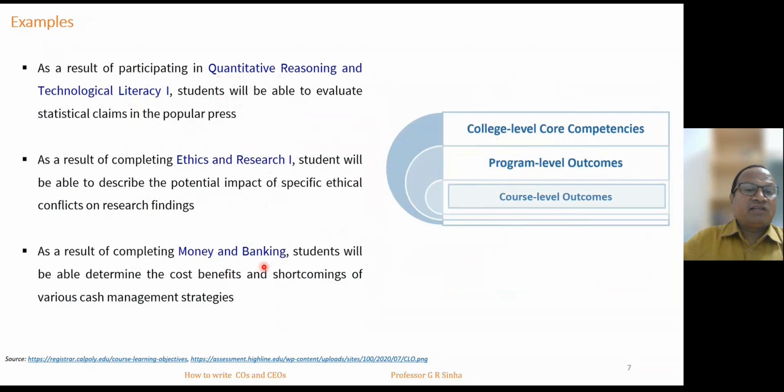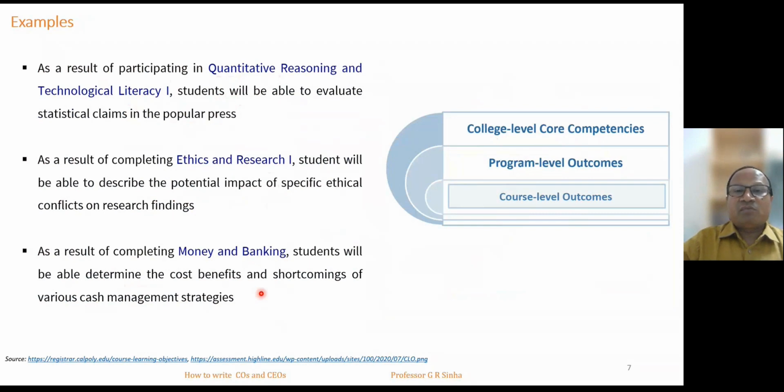I think there is one more. As a result of completing the course money and banking, students will be able to determine the costs, benefits and shortcomings of various cash management strategies. So this is how you have to write your outcomes very effectively. It may be any course: computer architecture, operating system, communication, mathematics. What students will be able to do once they complete this course.